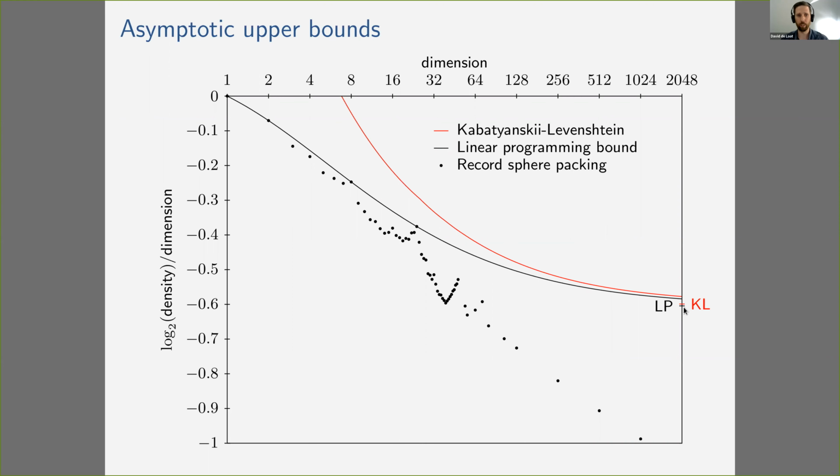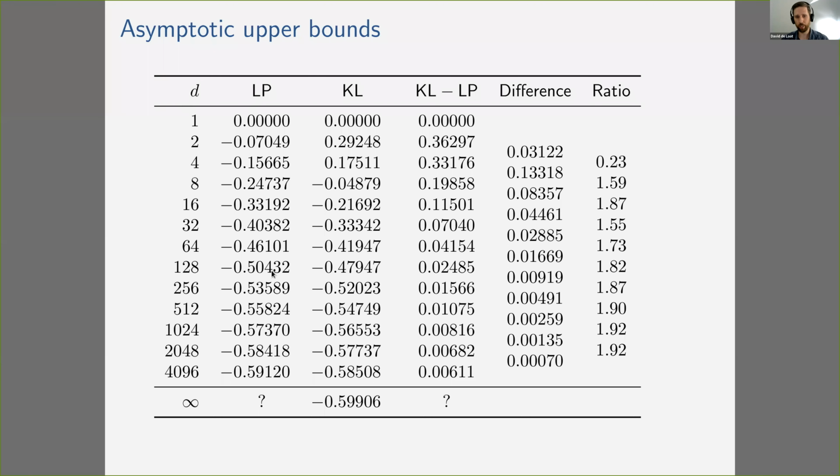So here we extrapolate, and this shows that they're probably not the same. I want to go into a bit more detail, so we can see more clearly what is going on. On the first column we have the dimension. The second column is the exponent. So think of, for instance, dimension 256. The linear programming bound gives the density upper bound of 2 to the this number times d. And then for Kabatiansky-Levenshtein, if you compute the optimal one for that dimension, you would get this number.